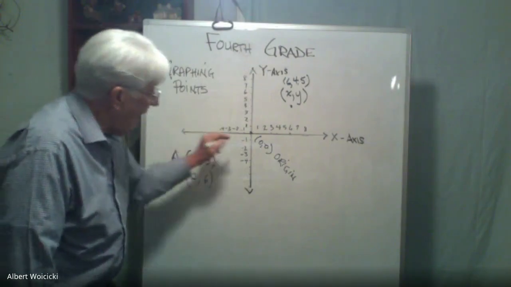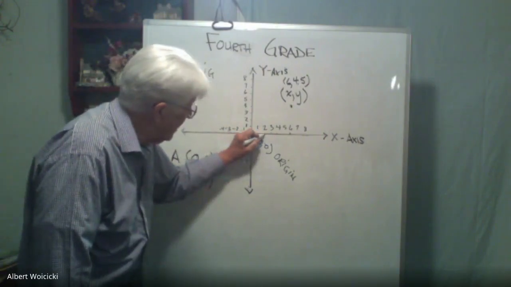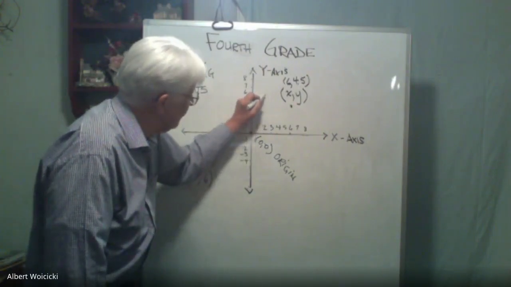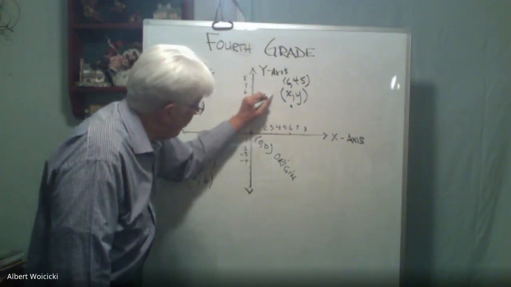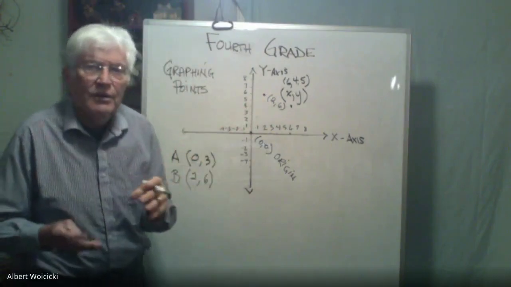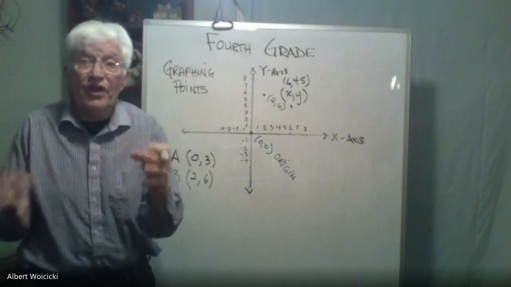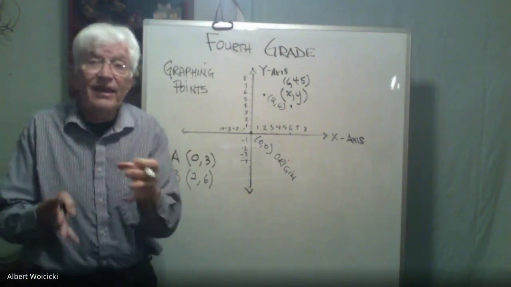So I have to go, X is 2. So I count out to 2, then I count up to 6, and that's my point 2, 6. And I label 2, 6. So my students label it 2, 6. They know where that is.